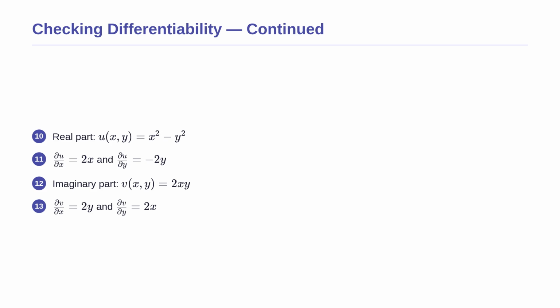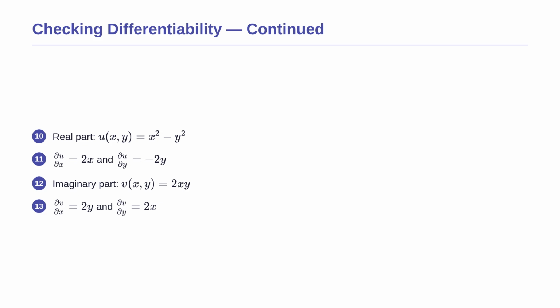First, we look at the real part, u, which is x squared minus y squared. To find the partial derivative of u with respect to x, we treat y as a constant. The derivative of x squared is 2x and the constant y squared becomes 0. So we get 2x. Next, differentiating u with respect to y, we treat x as a constant, giving us -2y. Now we move to the imaginary part, v, which is 2xy.